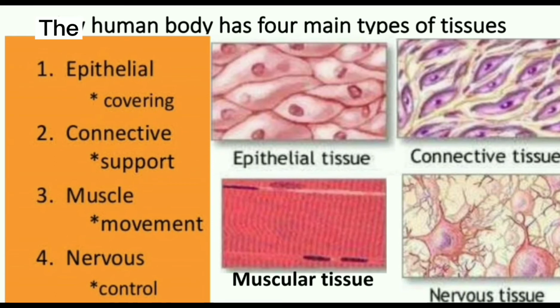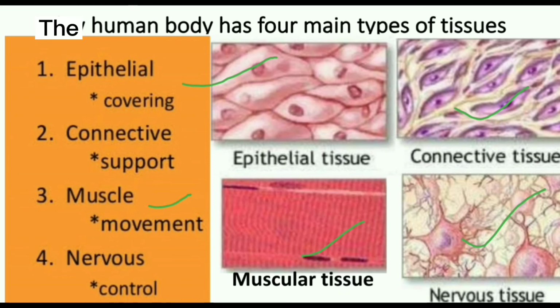One is known as epithelial tissue, or a covering tissue. Second, we have the connective tissue, or we may call it supportive tissue. Third is the muscular tissues, which help in the movement of the body. And lastly we have the nervous tissue, which helps in the control and coordination of various activities of the body. So these are four categories of tissues found in the human body.